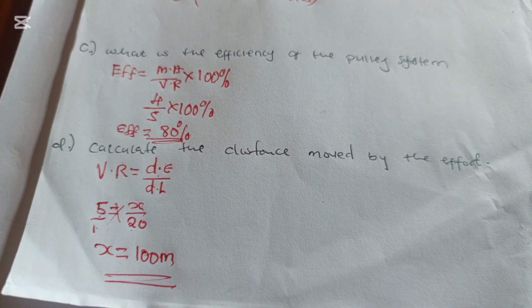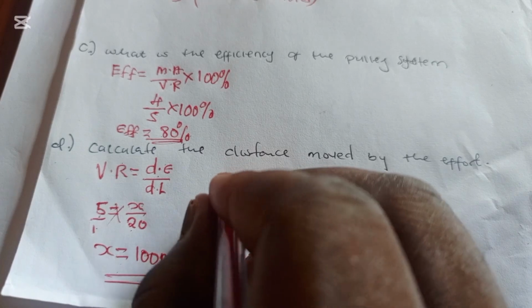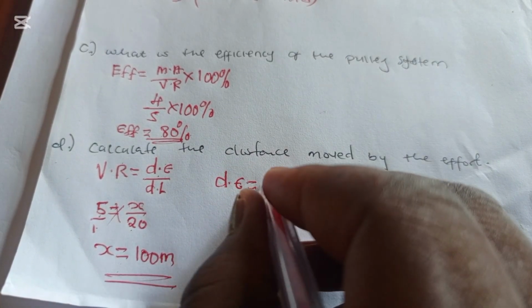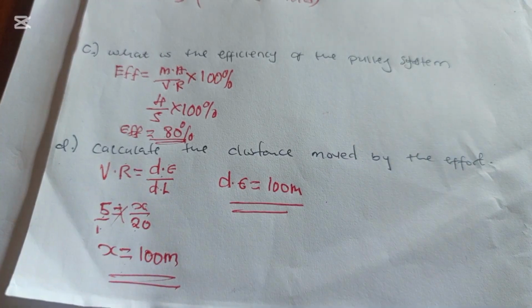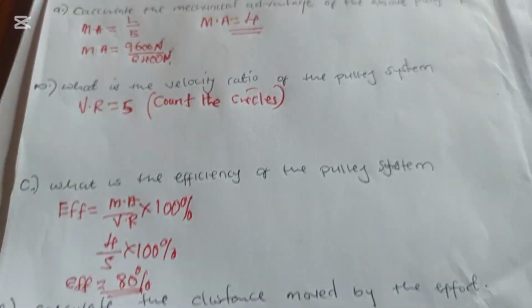So this will be our distance. A distance moved by effort is equal to 100 meters. Okay, so this is the end of this question.